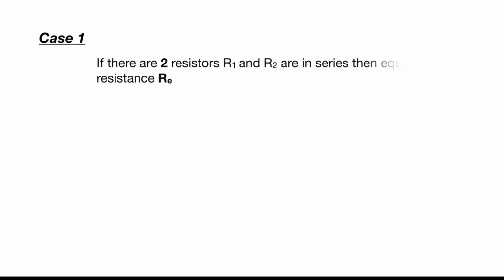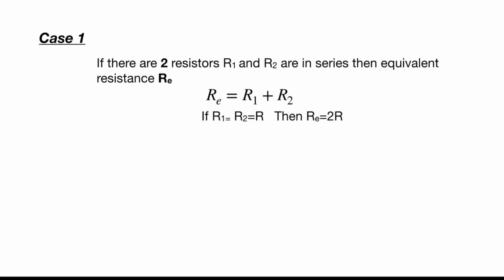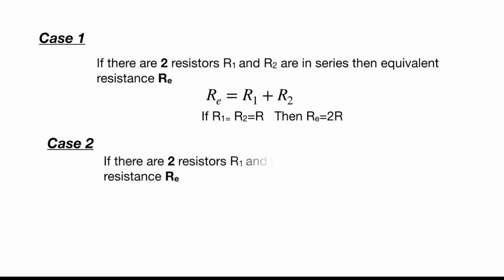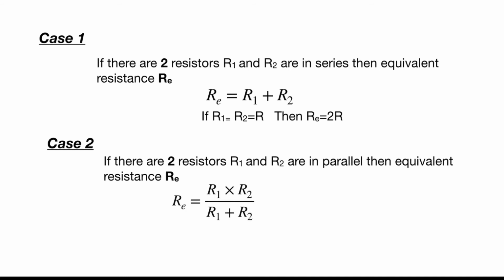Let's check out two simple cases of two resistors. Case 1: if there are two resistors R1 and R2 in series, then equivalent resistance Re is given by R1 plus R2. In a special case, when R1 equals R2 equals R, then Re will be equal to 2R. Case 2: if there are two resistors R1 and R2 in parallel, then equivalent resistance Re is given by R1 cross R2 divided by R1 plus R2.